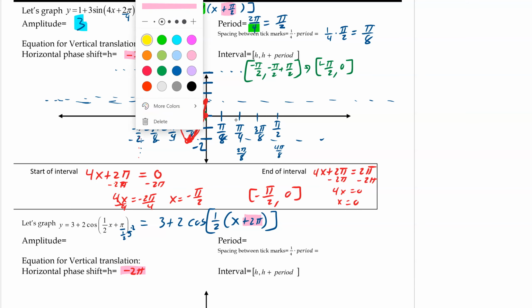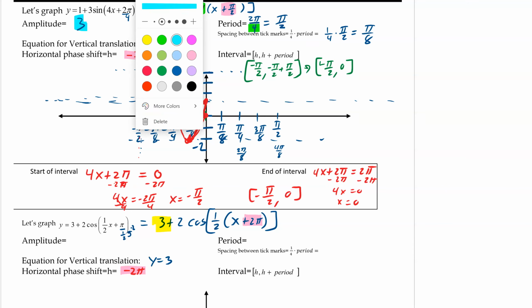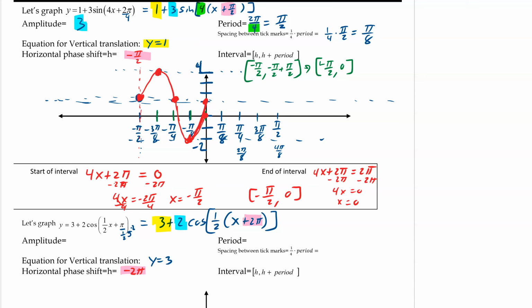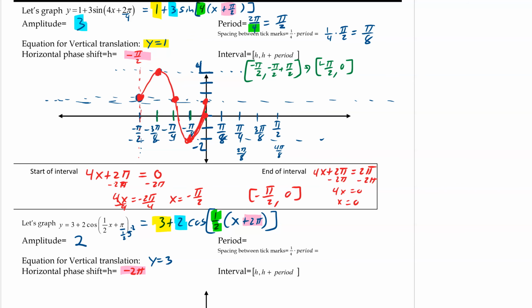And this is going to oscillate around 3. So y equals 3. Our amplitude is 2. So we're going to go from 3, we'll go up 2 and down 2, so from positive 1 to 5. And then our period is that nice clean guy. He is the most important one right here, that half.